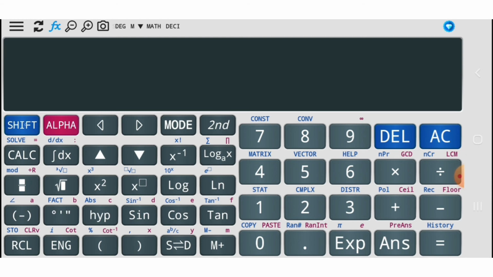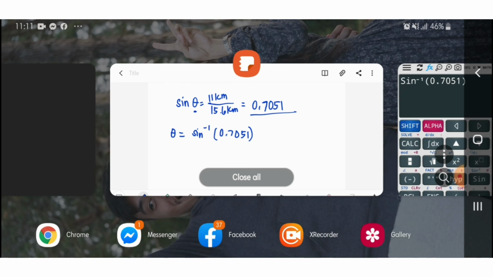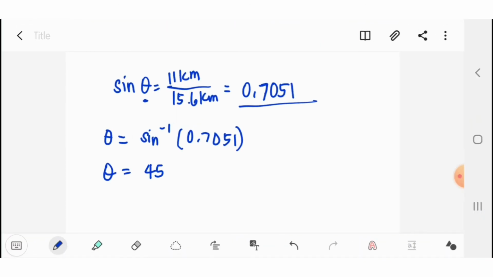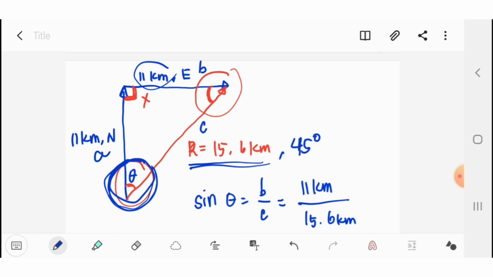So we are going to find the sine inverse of 0.7051. You're going to press shift and then press sine. Unahin mo pag-click si shift, then sine. Then you type 0.7051, close parenthesis. Your result is 44.837623460439. You round it off to its ones. That becomes 45. Therefore, your theta is equal to 45 degrees. Therefore, your resultant must be 15.6 kilometers and the direction is 45 degrees.